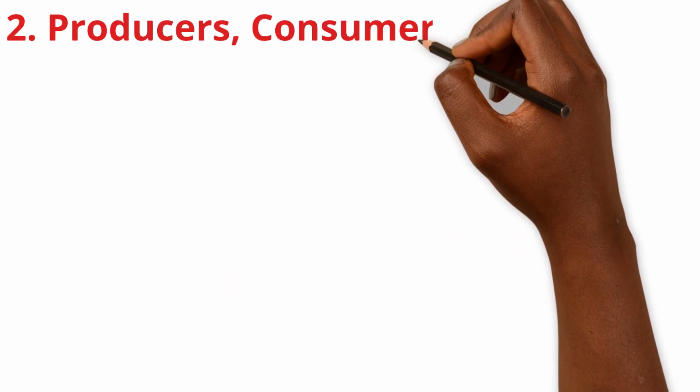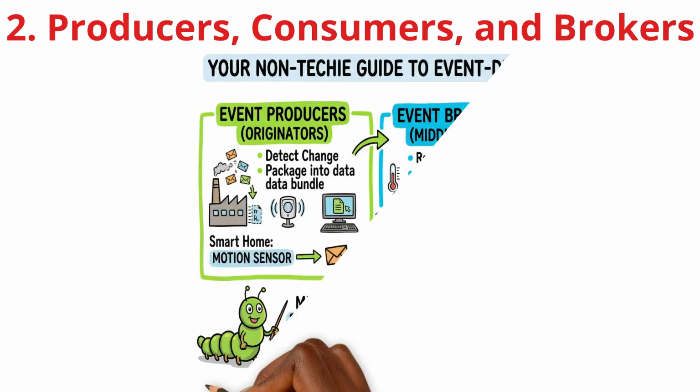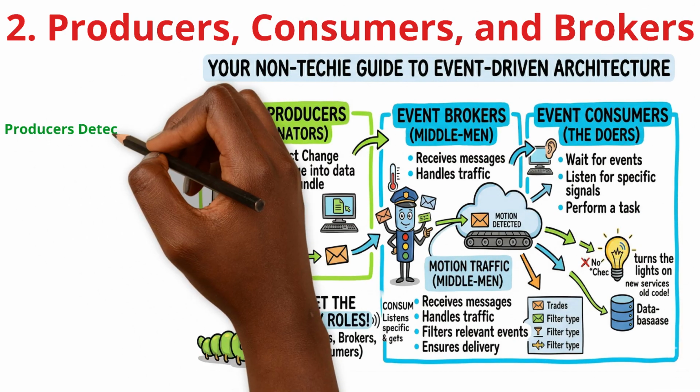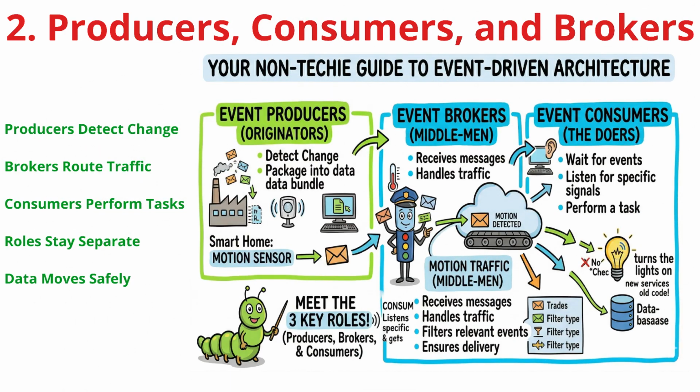Meet the three main characters that make an event-driven system work. First, we have the event producers, the originators. Think of a motion sensor in a smart home. It detects a change and packages it into a data bundle, essentially saying, something happened here.